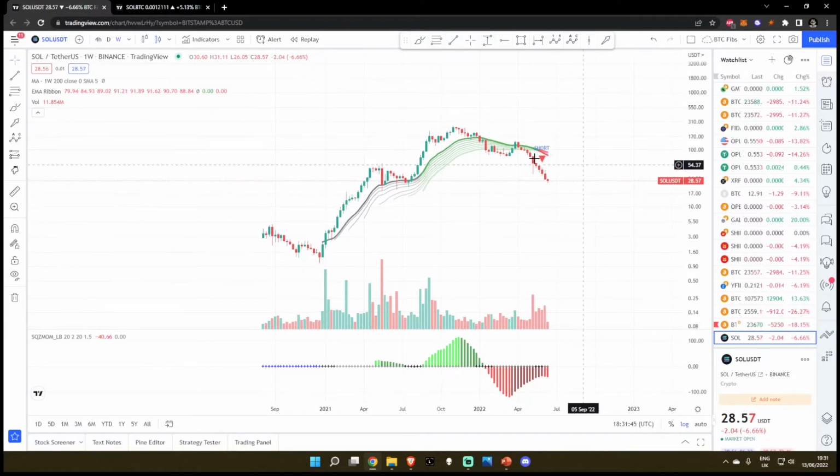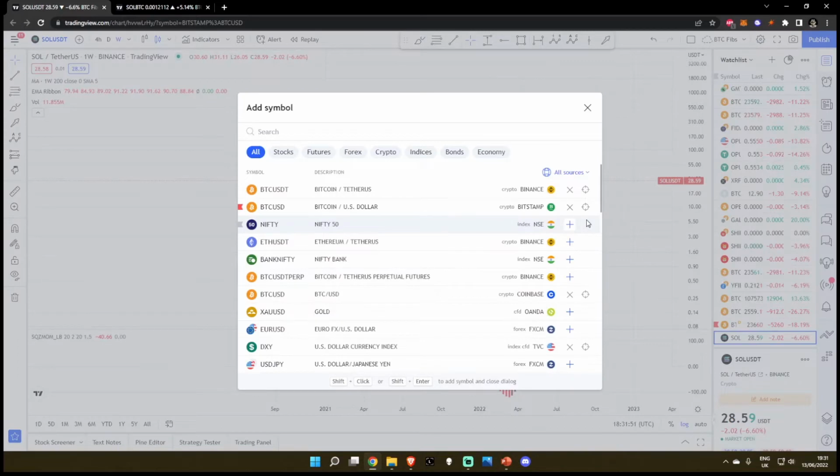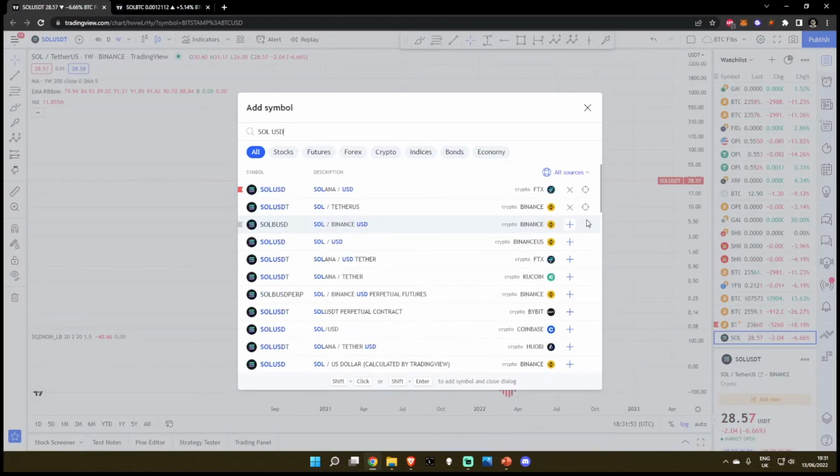First of all, we're going to be looking at Sol USD and Sol BTC. It's very important if you're charting altcoins that you not only look at how they're performing against the US dollar, so type in Sol USD, add that, but also see how they're working against Bitcoin.